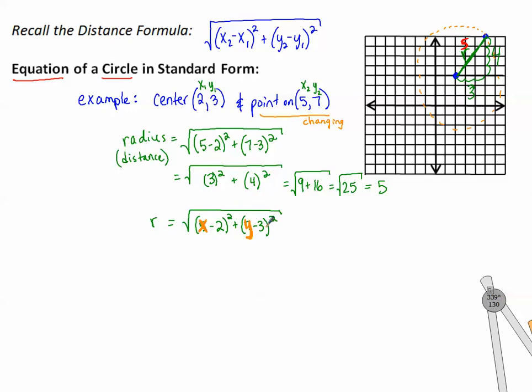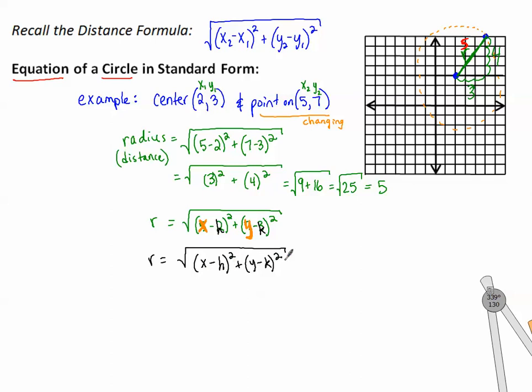Now, to keep it a little bit more general, because we're going to have circles in different locations, instead of saying 2 and 3, we're going to use letters that are closer to the beginning of the alphabet, like h and k. When we use more beginning of the alphabet letters, those represent constants. So here we have the radius equals the square root of (x minus h) squared plus (y minus k) squared.